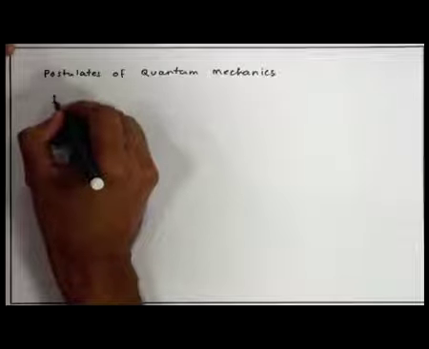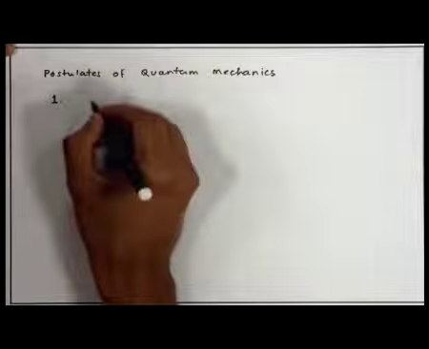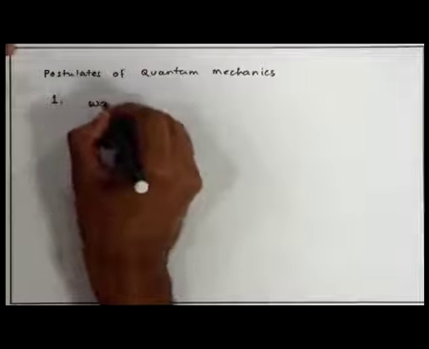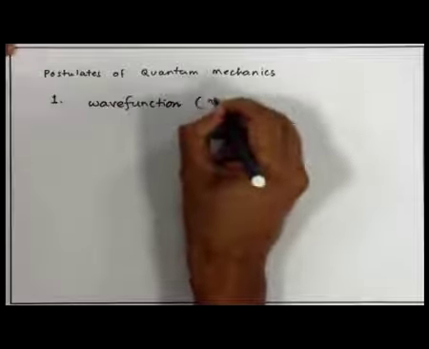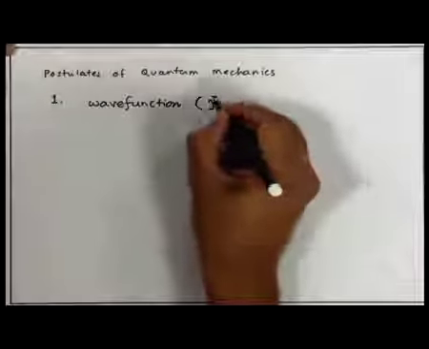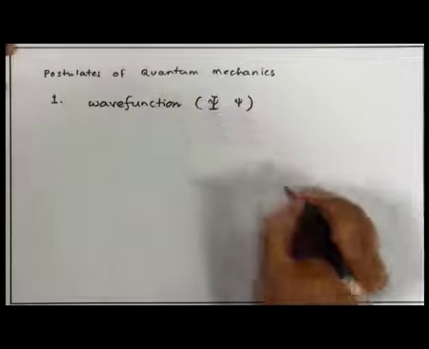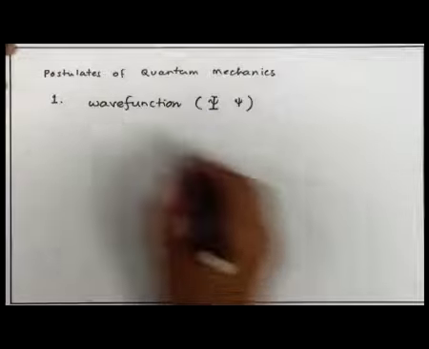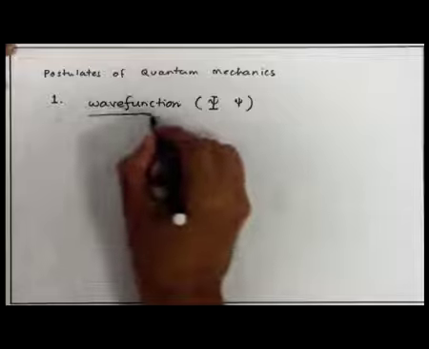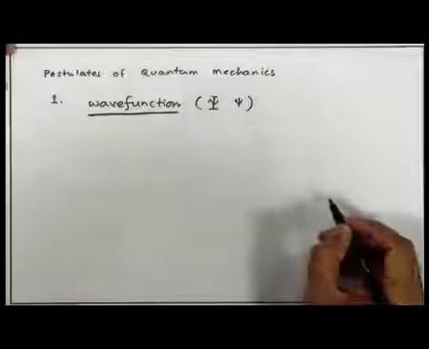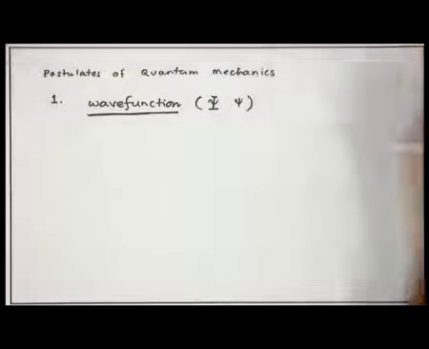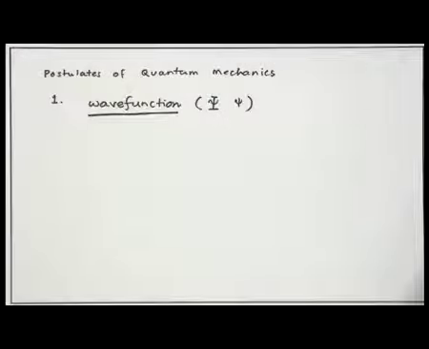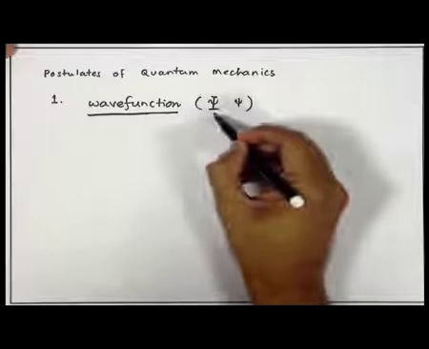The first postulate of quantum mechanics tells that there exists something which is called the wave function. This wave function is denoted by the Greek letter psi, either in small case or in capital case. Quantum mechanics tells us that for every quantum mechanical system, there exists this wave function, denoted as psi, that contains all the information that we need to have. Everything that we need to know about a system is present in this wave function.